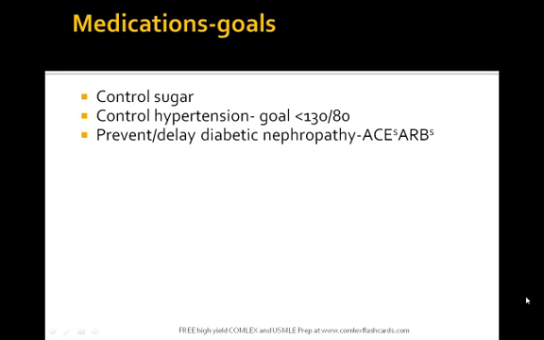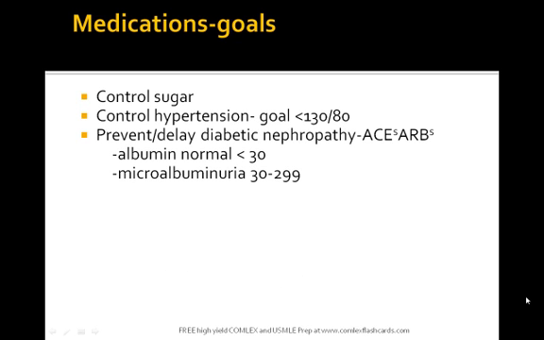Patients also should be on statins with an LDL goal that should be less than 100, and if they have more risk factors, it should be less than 70. Now, the patients are expected to have an albumin level of less than 30, but if they have a level between 30 to 299, that's considered microalbuminuria. In microalbuminuria, you are concerned about protein leading to nephrotic syndrome and finally renal failure.